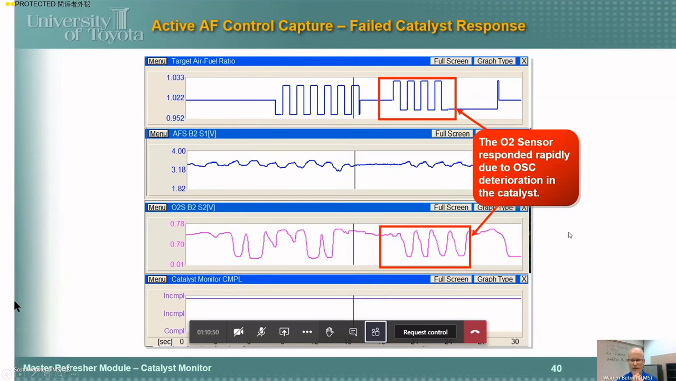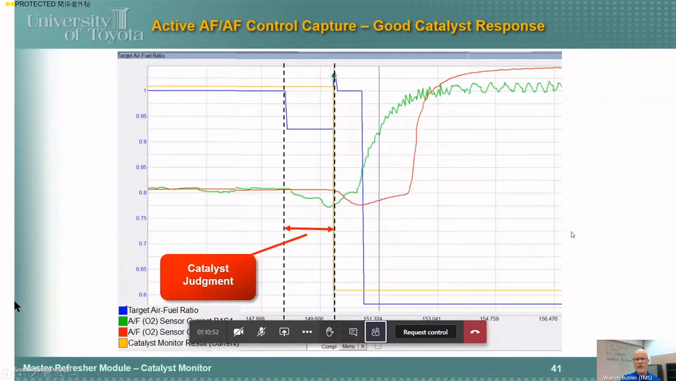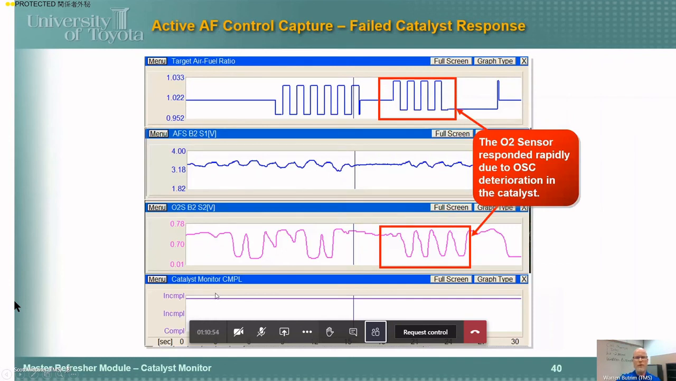All right, and down on the very bottom part here, Scott, go back one more screen. On the very bottom, yeah, we've got catalyst monitor complete. It's running, but it's incomplete at that point. And then at some point, it's going to drop down and show you that it was complete when the test actually ends. I think we can see that on the next screen, please.